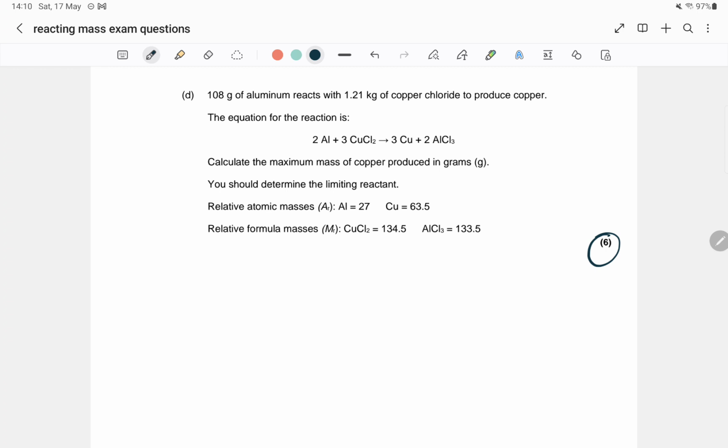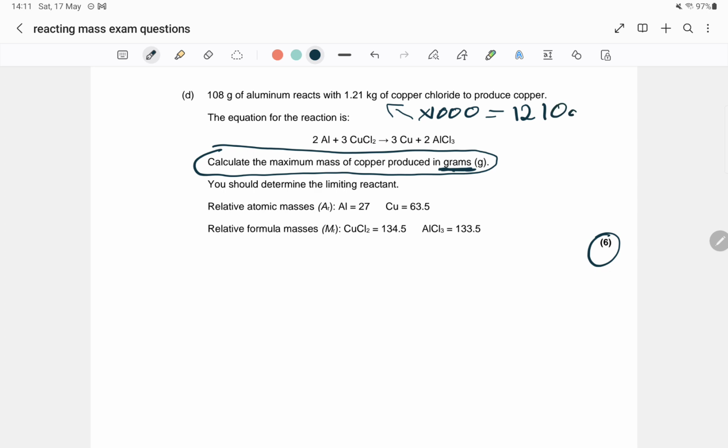So, starting with reading the question, I know it wants me to calculate the maximum mass of copper produced in grams. This bit's very important because if I look at the information they've given me, 1.21 kilograms. So I know at some point I'm going to have to times this number by 1,000 to convert it into grams. So that'd be 1,210 grams. That alone is worth 1 mark. So if you don't know how to do any other part of the question, at least you can gain 1 mark for doing unit conversion.